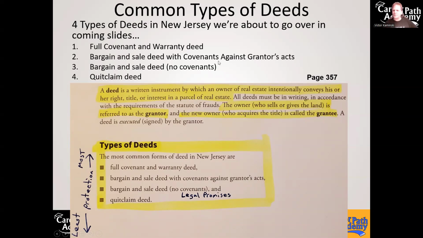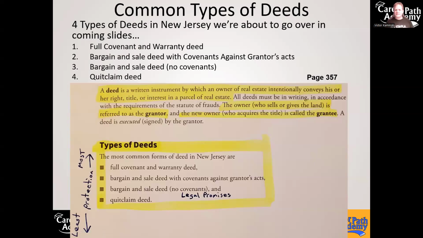Covenants, those are legal promises, right, that we put in deeds. And a bargain and sale deed. So a bargain and sale CAG or CVG deed is totally different than a bargain and sale deed without the CAG or CVG behind it. Okay, those are totally different deeds.